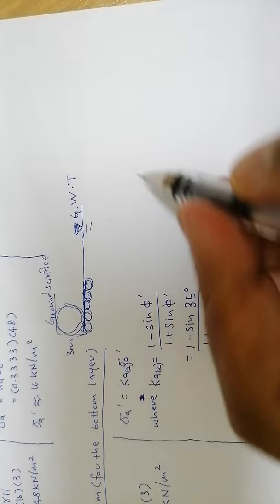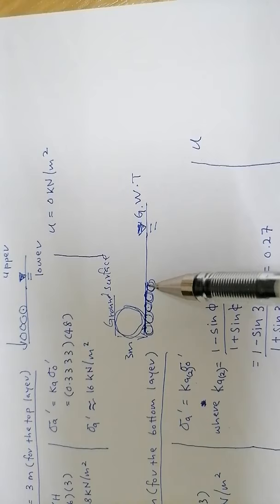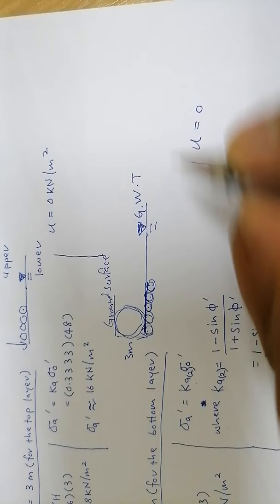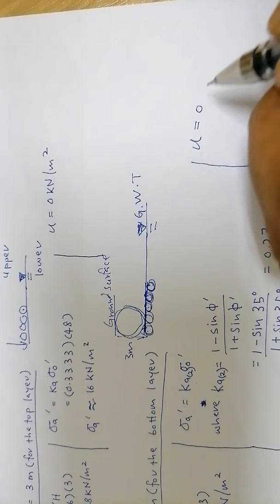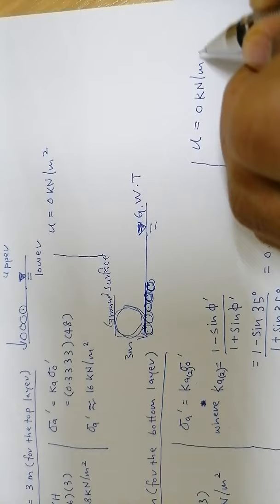All right. And then what about the pore water pressure? How much is the pore water pressure? Okay, it is still equal to zero, right? Because it is exactly at 3 meters from the ground surface, so it is at this layer. So we assume at this layer no pore water pressure is yet acting on the wall. So it is still 0 kilonewton per meter square.